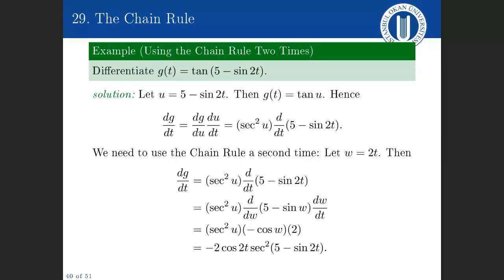Sometimes we need to use the chain rule 2 times. For example, differentiate g of t is equal to tan of 5 minus sine 2t. Well, let's start the way we did before. Look at the function and choose the u. I'm going to choose u is 5 minus sine 2t because then I just have g of t is equal to tan u. And I know how to differentiate tan u.